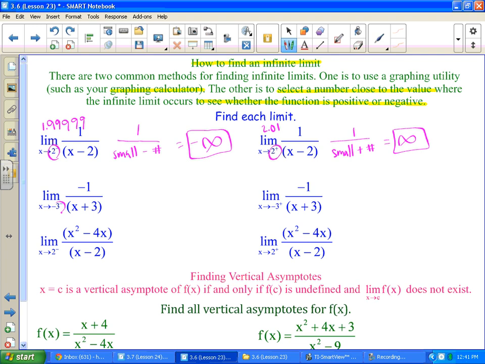All right, let's try this one. Negative 3 from the left. What kind of number would that be? Negative 3.01. Think about a number line. If you're at negative 3 and on the left-hand side, wouldn't it be like negative 3 point something? So the numerator here is negative 1, and the denominator positive or negative? Negative, so a small negative number. So if I have negative 1 over a negative, it's going to become positive, and this is going to be infinity.